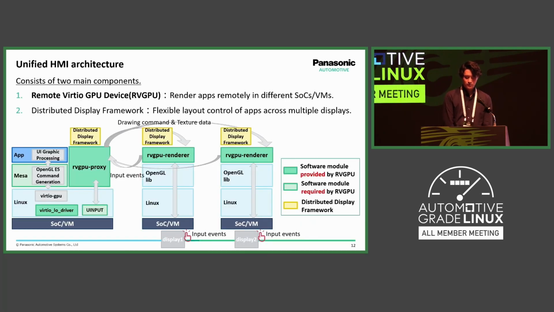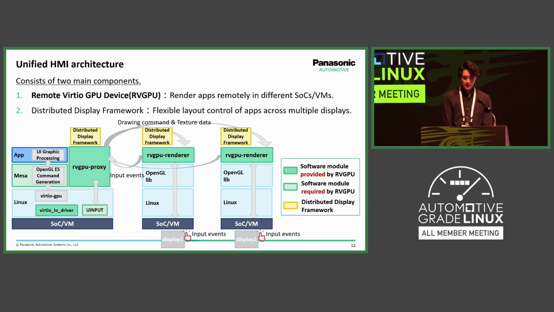Unified HMI consists of two main components. The first component is Remote Bus I/O GPU. We call this RVGPU. It is shown in the green box in the figure below. We recently committed this RVGPU to AGL UCB as a part of Unified HMI technologies. RVGPU can render applications remotely in different SoCs or virtual machines via network.